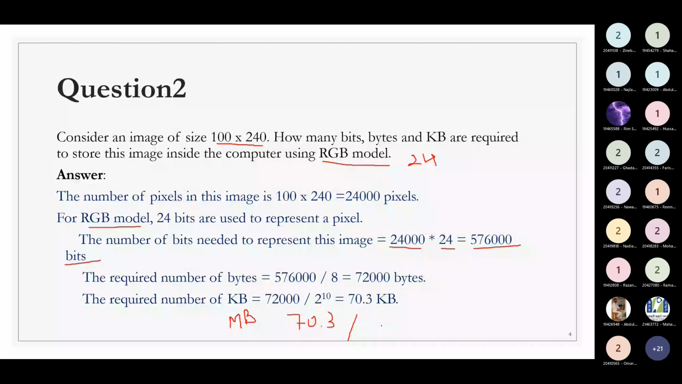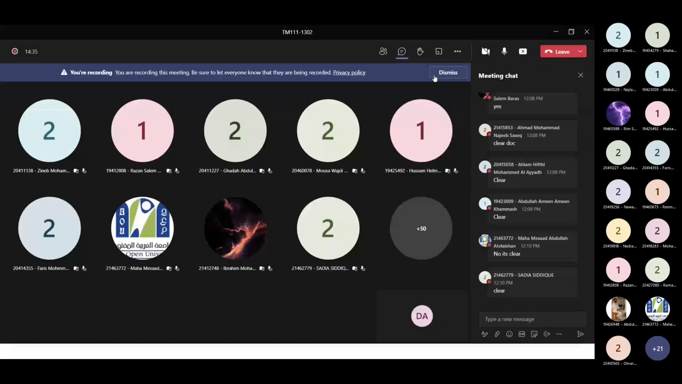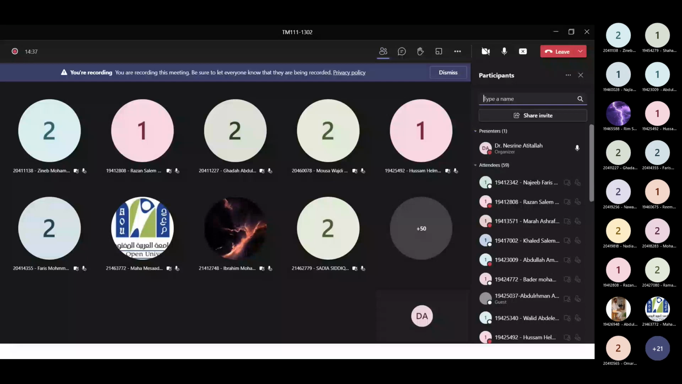Move now to question number 3. Do you have any question till now? Is there anything that is not clear? Clear? Any question? I need to know the number of attendants. Okay, 59. Okay, clear.